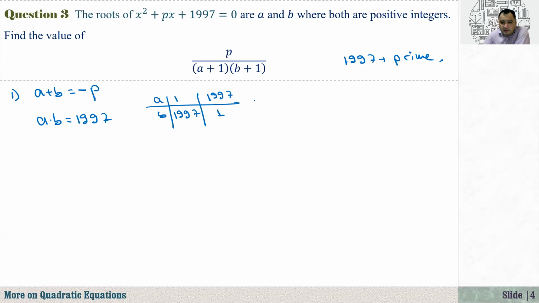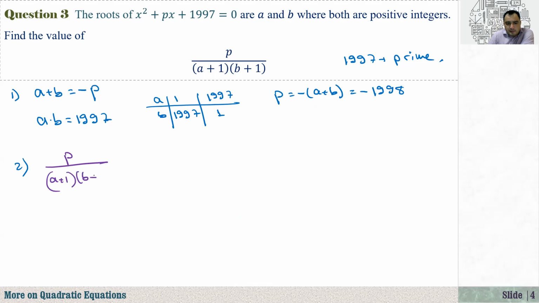In both cases, the sum does not change. What is p here then? p is equal to minus (a plus b), that's equal to minus 1998. Okay. So now, in the second step, we are going to evaluate the given expression. Here we have p over (a plus 1) times (b plus 1). We know the value of p, that's equal to minus 1998, over, and here we have a times b.